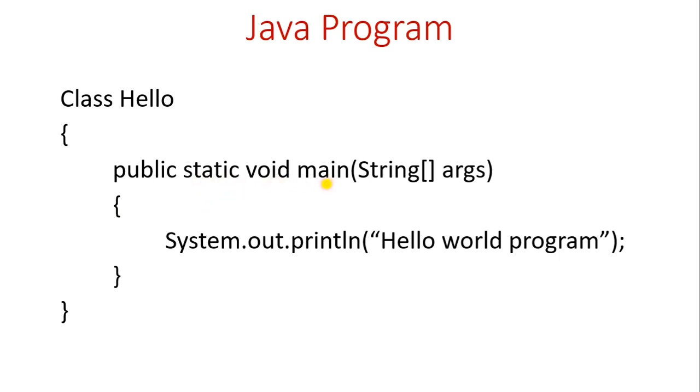Void main. Main is the method, and void is the no return type. Void means returning no value. In that, String brackets args defines that we are passing string array type arguments, and args stands for arguments.